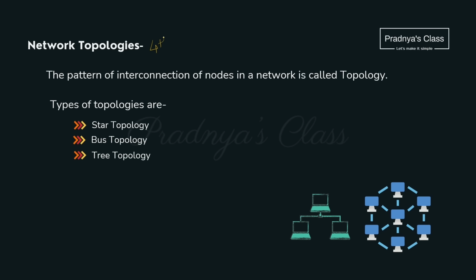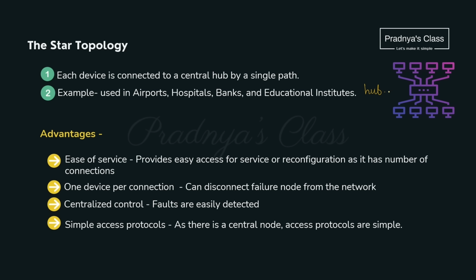Here is the fourth important topic, network topologies, which decide the pattern of connection of different devices in a network. There are many topologies but we will be concentrating on these three: star topology, bus topology and tree topology. In star topology there will be a central hub and all the devices will get connected to that central hub by a single path. So this arrangement is called star topology. What is a hub? It's a network device to which we can connect many devices. We will discuss different network devices in a while.